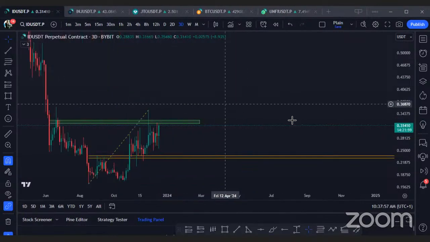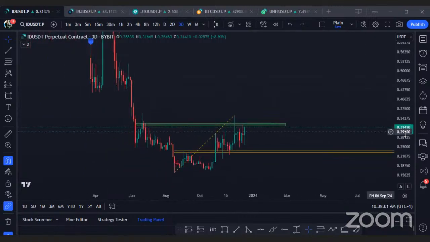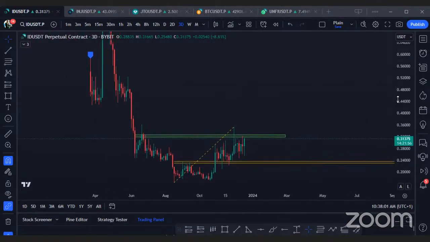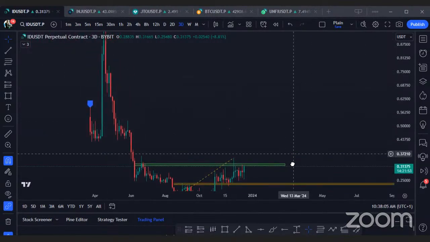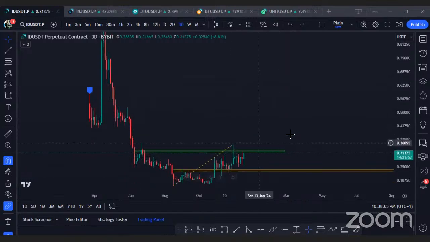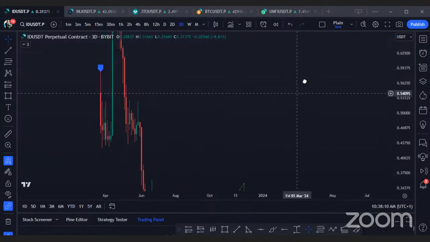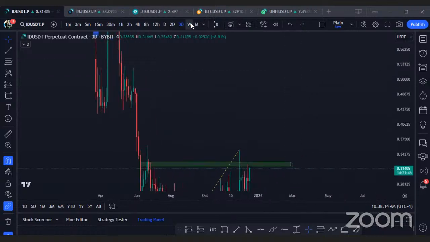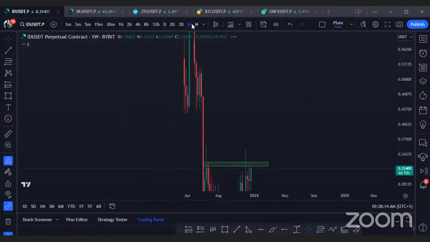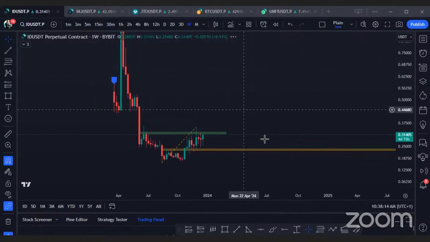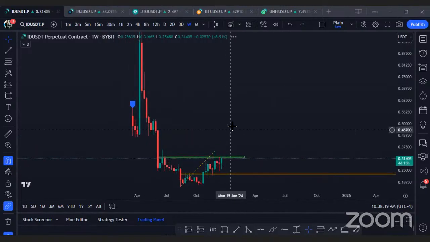So basically, if you are looking for a longer term long trade, a breakout of this area here could mean buying to the upside, all right? Even if I look at the weekly time frame, you just need this token to break out of this area.